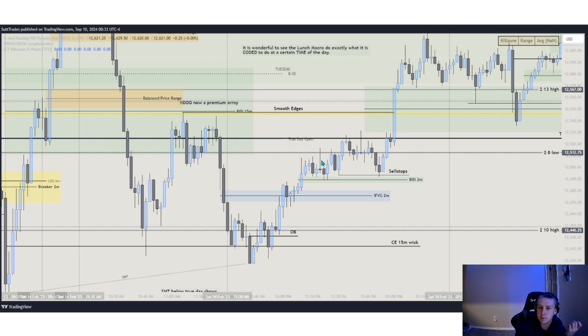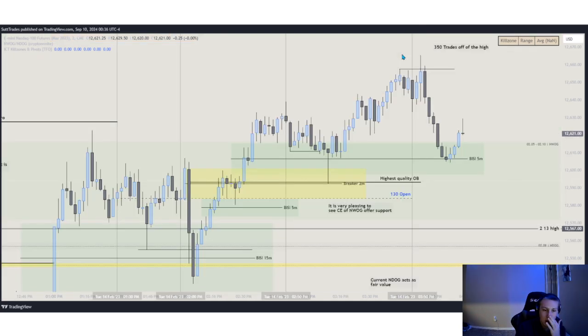When else would this be expected during lunch hour? We have a BISI 2-minute, inversion 2-minute, sell stops accumulated. We're trading higher. New week opening gap is also getting traded to there as well. And here is throughout the rest of the day. Here we have 1:30 starts the PM session. Draw that out. We get manipulation below that. We enter a discount. We enter below these lows.